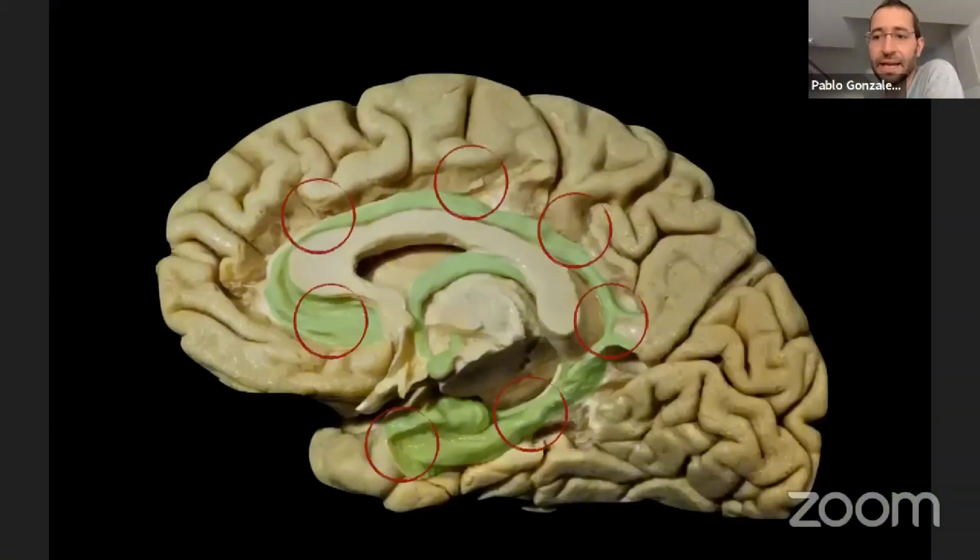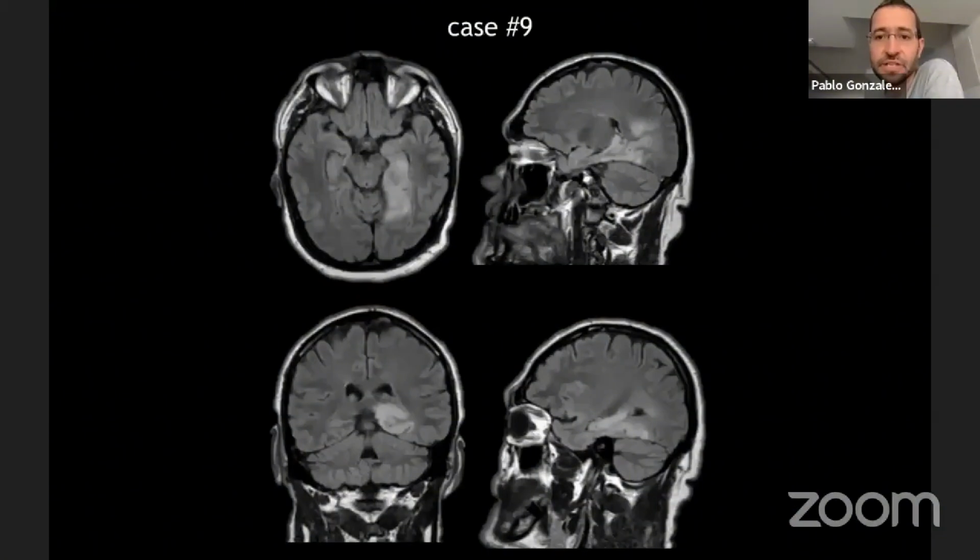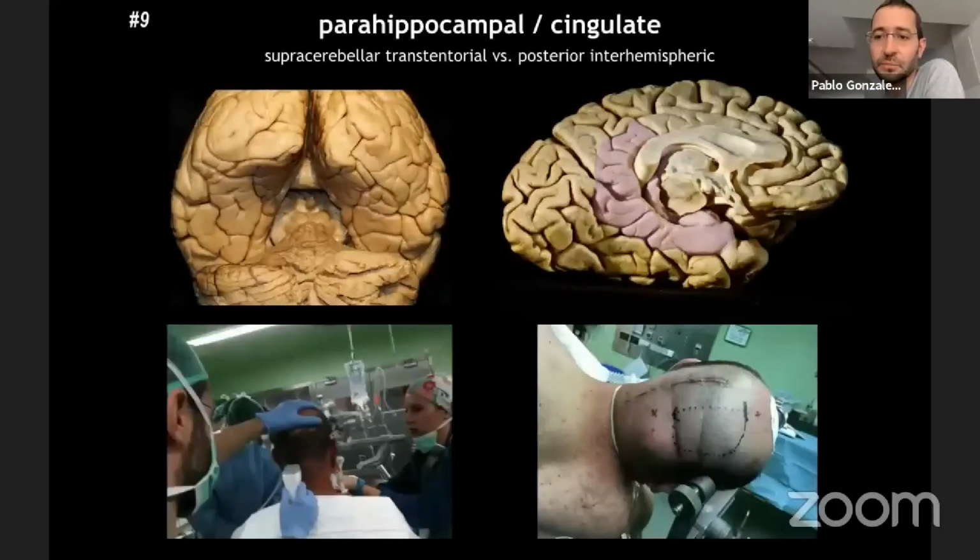But sometimes we can have tumors like this, which are invading different regions. This is a GBM, which was invading the uncus, the amygdala, parahippocampal gyrus, and you can see also the hippocampus, and even, as you can see in the sagittal cut, invading the isthmus. So we were discussing a single approach to remove this tumor, and we couldn't identify it.